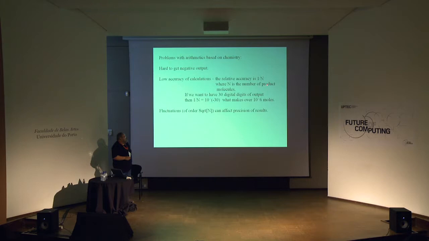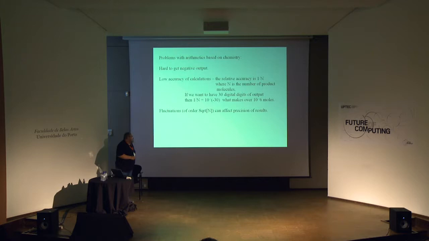Then 1 over n makes, well, 1 mole of a substance is roughly speaking 6 multiplied by 10 to 23 molecules. So it makes 1 million moles. 1 million moles of water, let's say, is the size of a pool. So trying to make chemical computation with 30 digits, you need to measure a single molecule in a pool of water, in an average garden pool of water. That's incredible. You cannot do it.